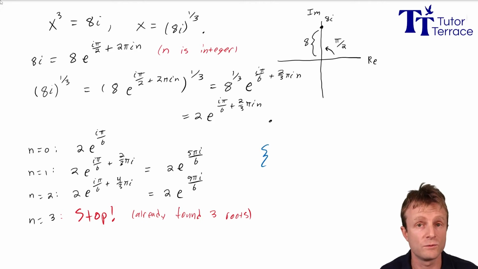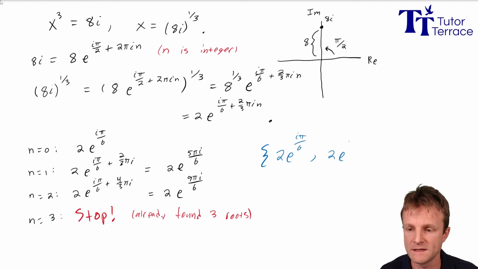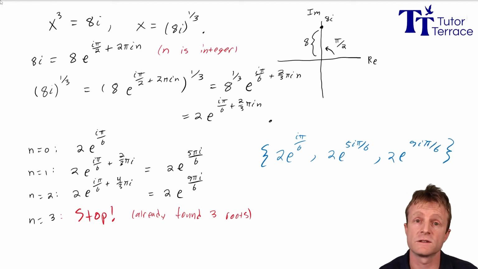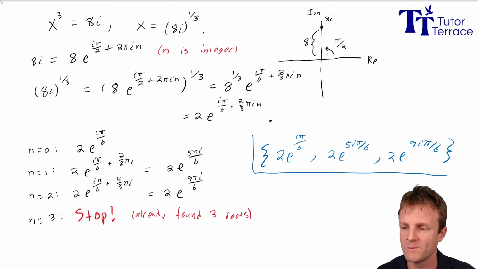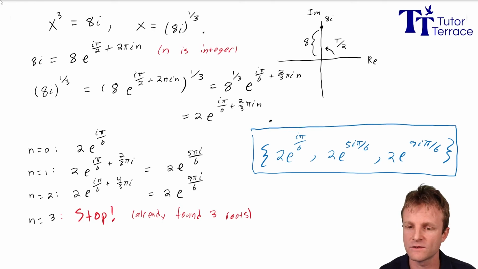The answer for the cube roots of 8i is 2e to the i pi/6, 2e to the 5 i pi/6, and 2e to the 9 i pi/6. You could expand them out in Cartesian form using Euler's formula if you want, whatever the question asks or whatever you're trying to do. But in any case, this is the answer for the 3 cube roots of 8i.